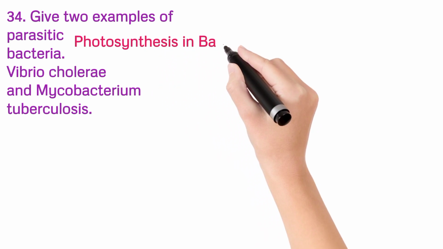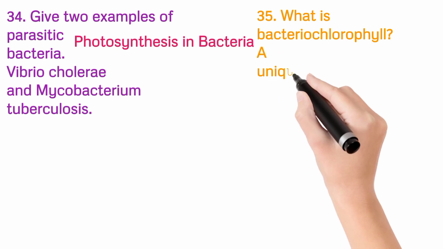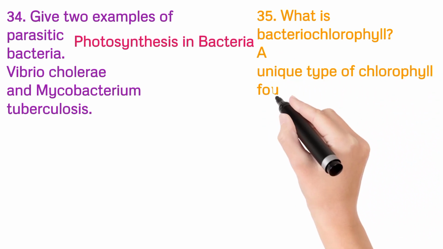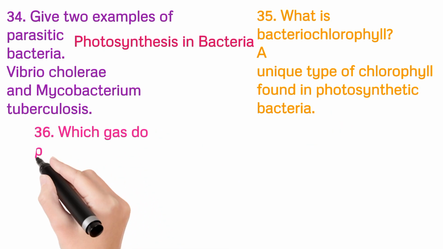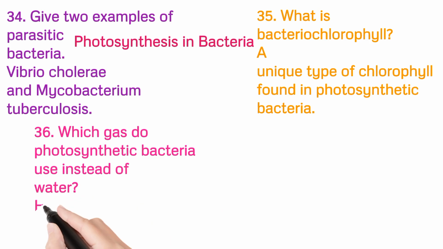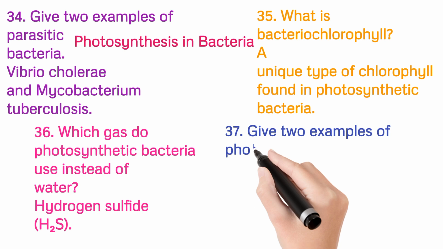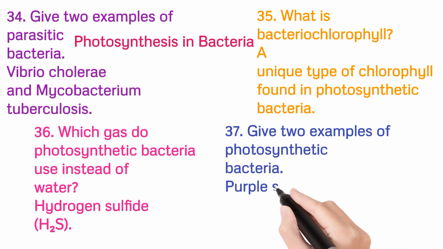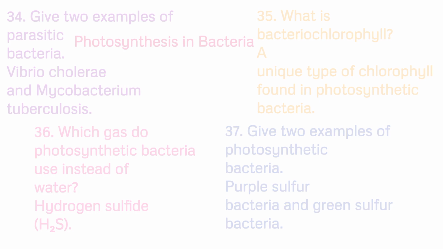Photosynthesis in bacteria. 35. What is bacteriochlorophyll? A unique type of chlorophyll found in photosynthetic bacteria. 36. Which gas do photosynthetic bacteria use instead of water? Hydrogen sulfide, H2S. 37. Give 2 examples of photosynthetic bacteria. Purple sulfur bacteria and green sulfur bacteria.